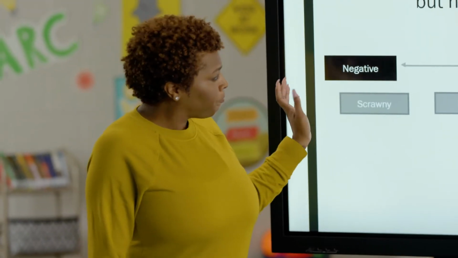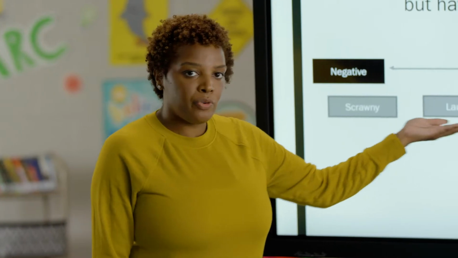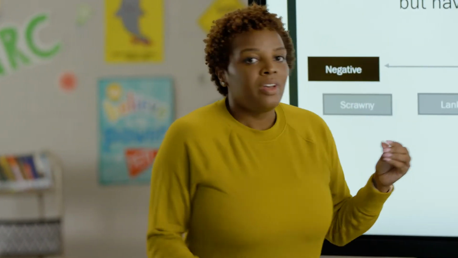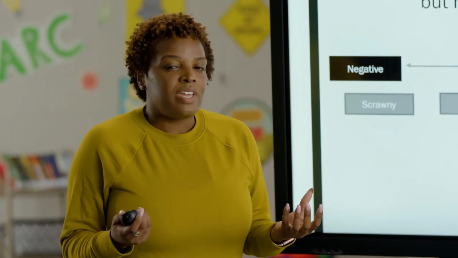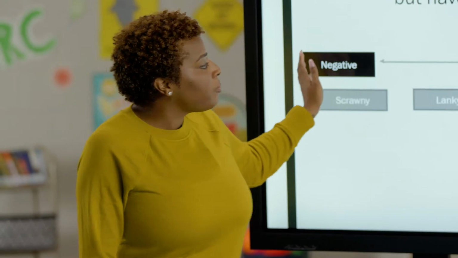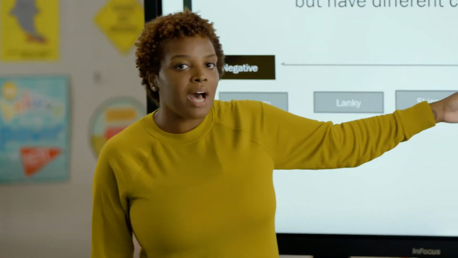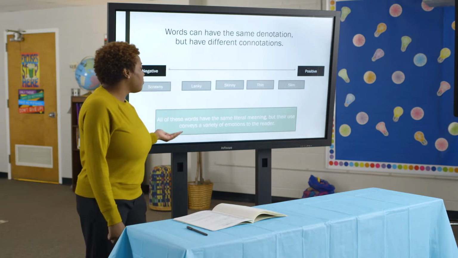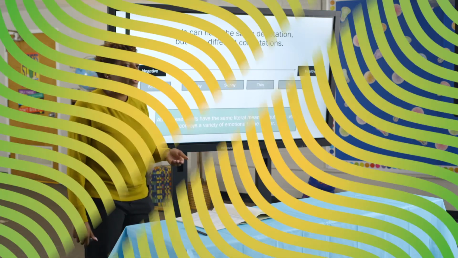So again, as we think through all these different words that mean the same thing, you need to think through the connotative meaning of things and how they all have different connotations that extend from both the negative ends of things to the positive ends of things. All of these words have the same literal meaning, but their use conveys a variety of emotions to the reader.